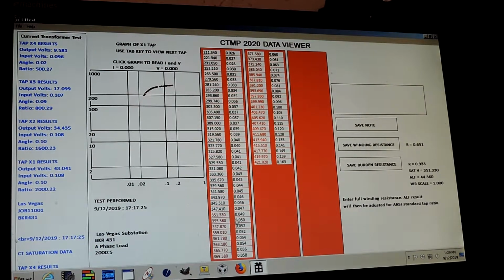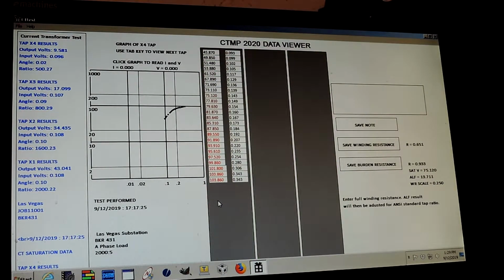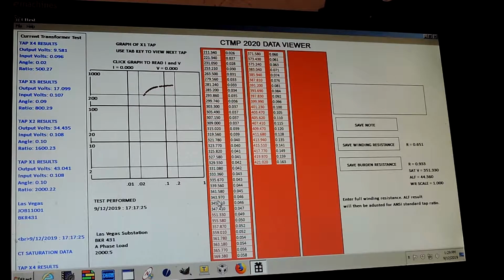Okay, as you can see, over on the left, I have all the ratio results. The graph of the saturation curve and the saturation data is presented. Next, I can tab through it. That's the X2 tap, the X3 tap, the X4 tap, and back to the X1 tap. I just hit the tab key.